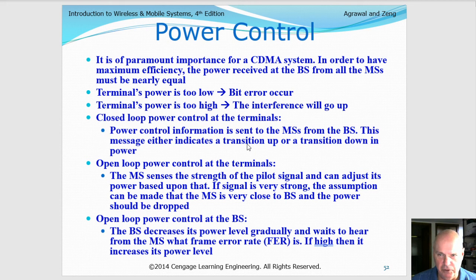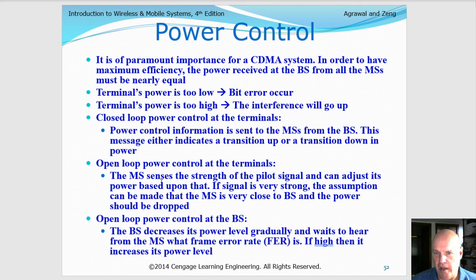There have been different types of control that have been developed. With closed loop power control, power control information is sent from the mobile station to the base station. It will sense if it's getting too far away, and then receive back a message indicating that it should increase or decrease its power. With open loop power control, the mobile station senses the strength of the pilot signal and then automatically adjusts its power without feedback from the base station.